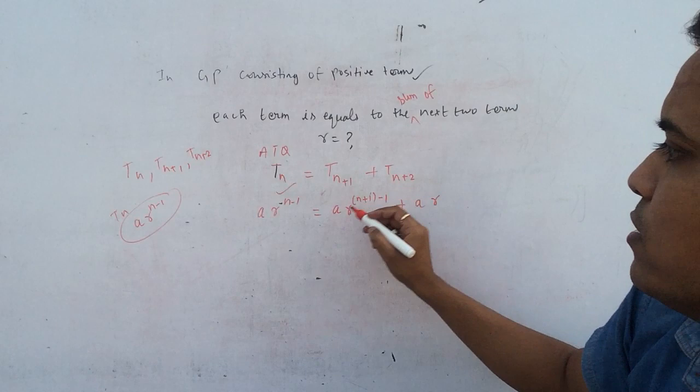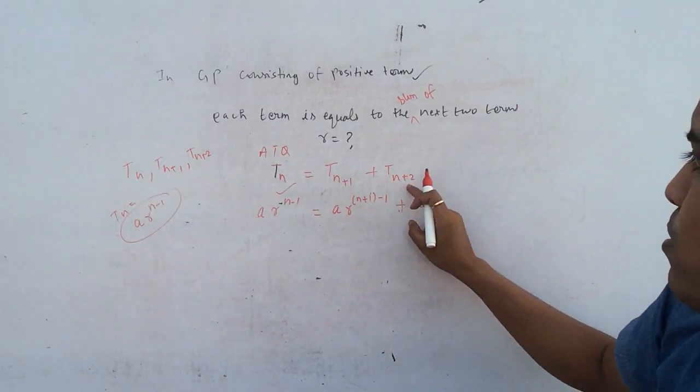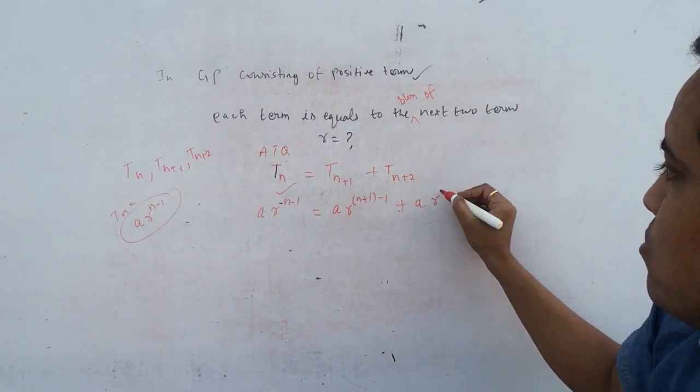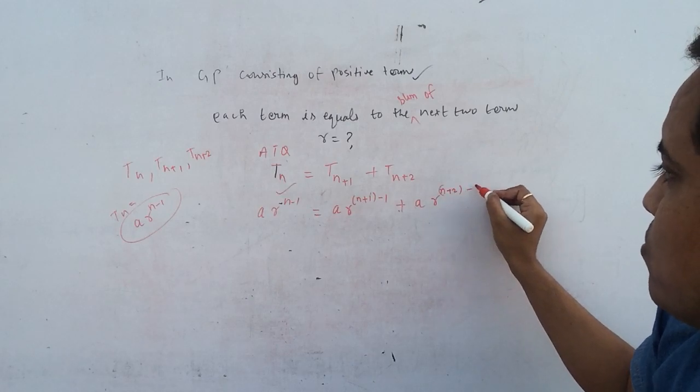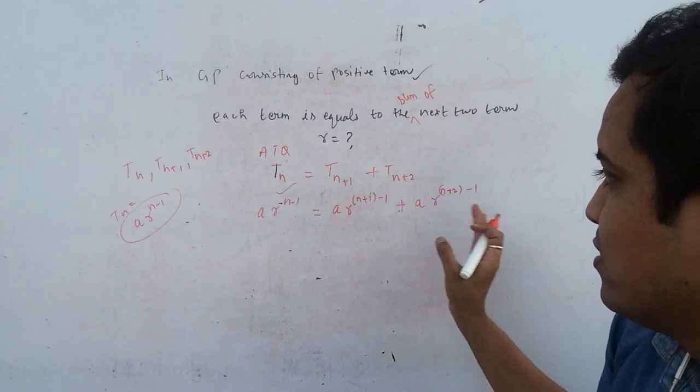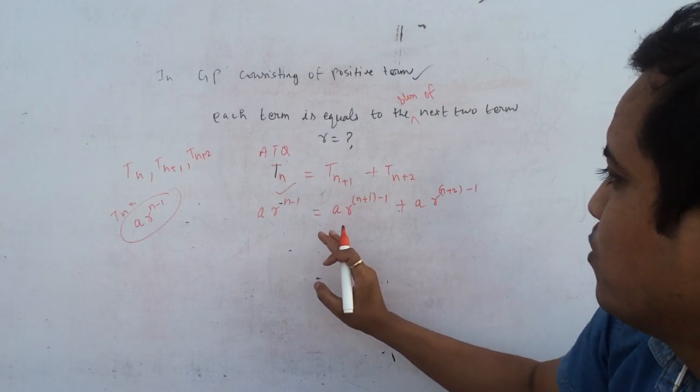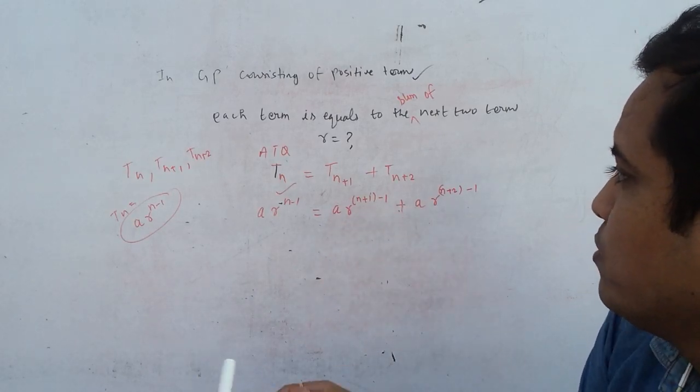Now at the place of n plus n you would write n plus 2, but you need to also place r minus 1. So here you have applied the formula. So what do you need to do?